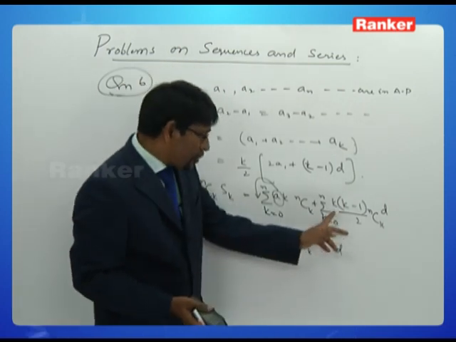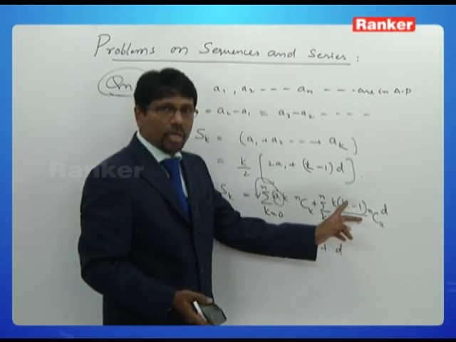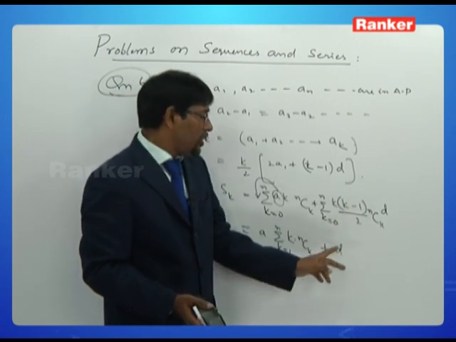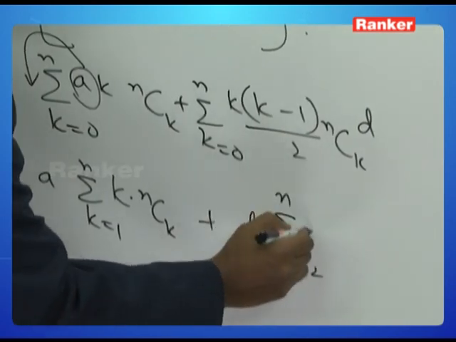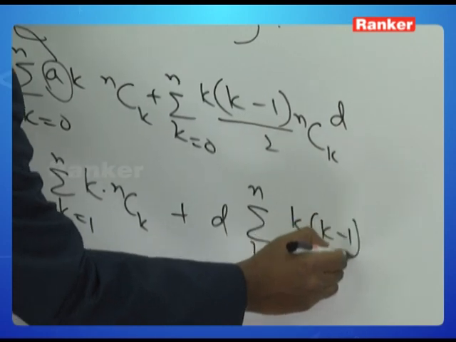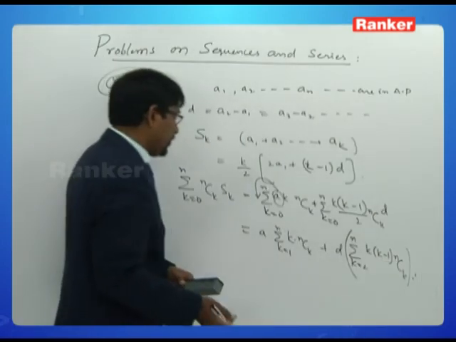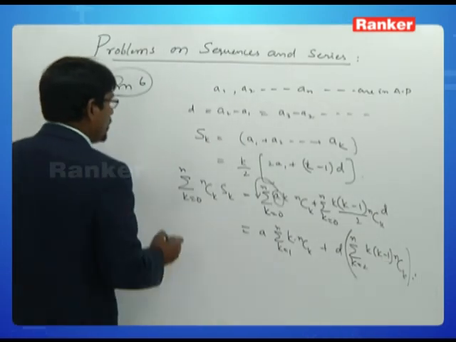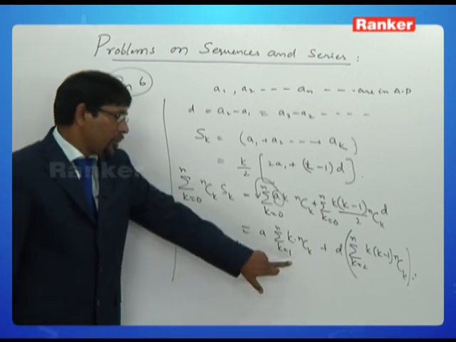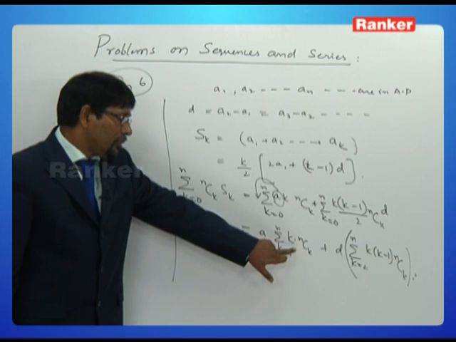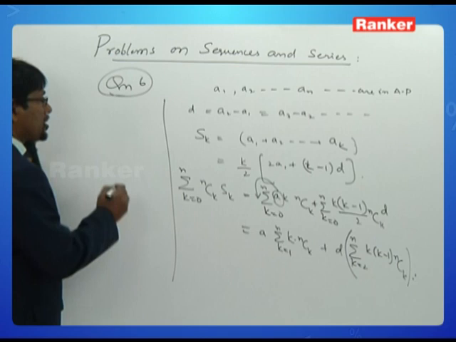One more thing that we have to observe is when I put k equal to 0, the term will be 0. k equal to 1 also gives me the term to be 0. So what we have here is sigma k ranging from 2 to n of k into k minus 1 into nCk here. So now let's have a look at this. Do we know these summations? Sigma k into nCk, k ranging from 1 to n, and do we know this? These are some standard summations here.